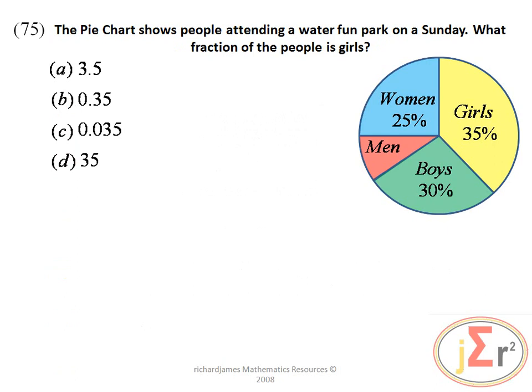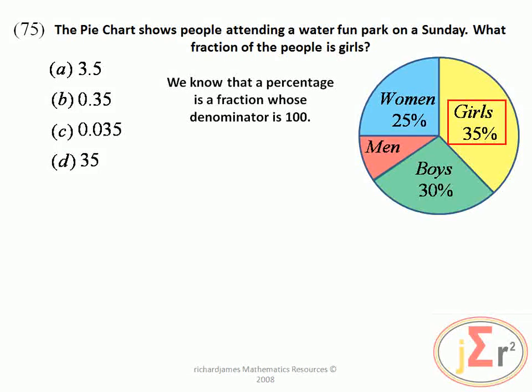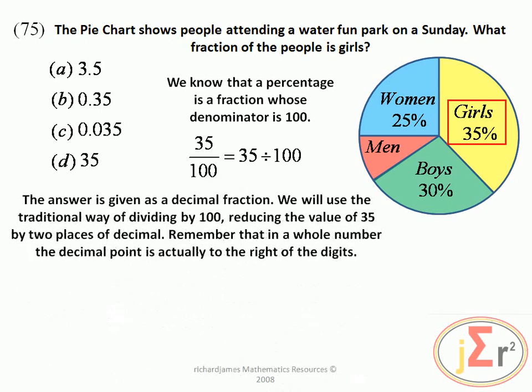What fraction of the people is girls? So what fraction? Girls. We know that a percentage is a fraction whose denominator is 100. So 35 over 100, that is what we are trying to find, and that is equal to 35 divided by 100. The answer is given as a decimal fraction.